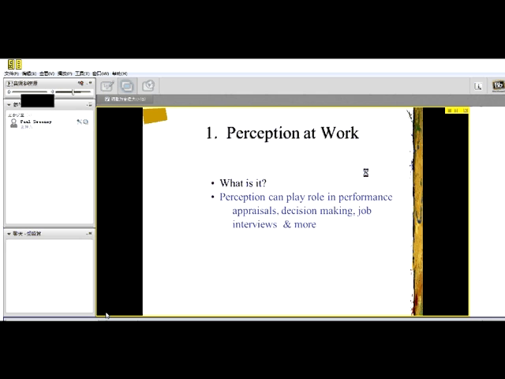But in fact, decision making is a whole series of steps that starts with you selecting options in the first place. What if you fail to see or perceive options that someone else does? Well, you're going to be fouled up. Interviews are the same thing.